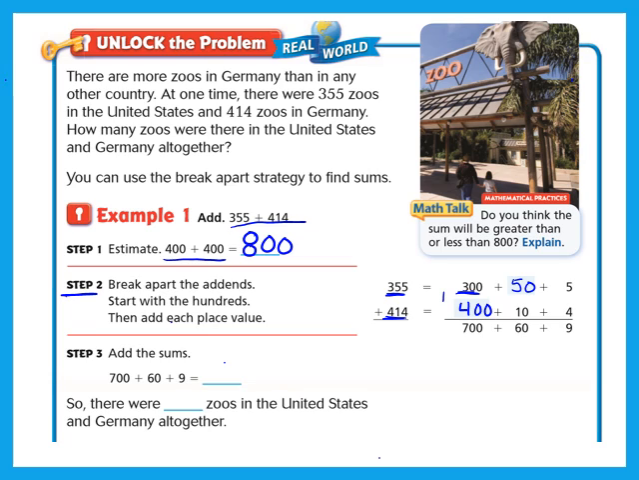Now I can add these place values. So when I add 300 plus 400, that equals 700. 50 plus 10 is 60. And 5 plus 4 is 9. So my last step would be to add these sums. 700 plus 60 plus 9. And that would equal 769. So there were 769 zoos in the United States and Germany altogether.